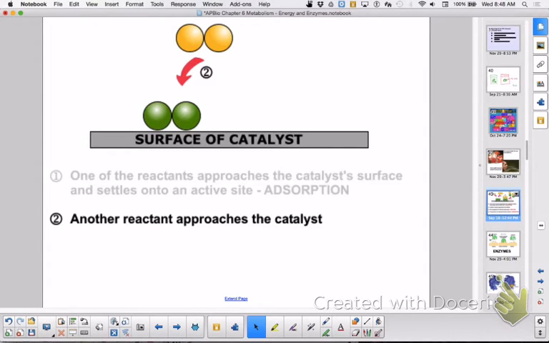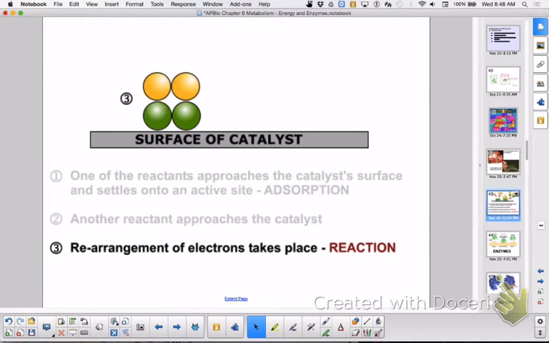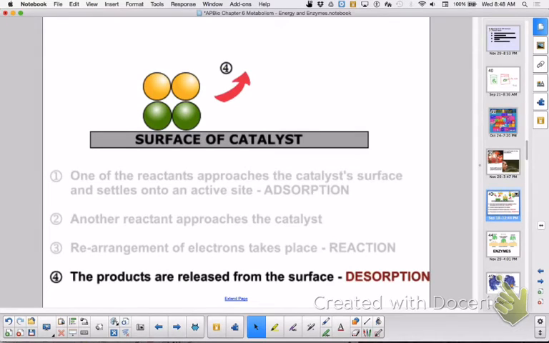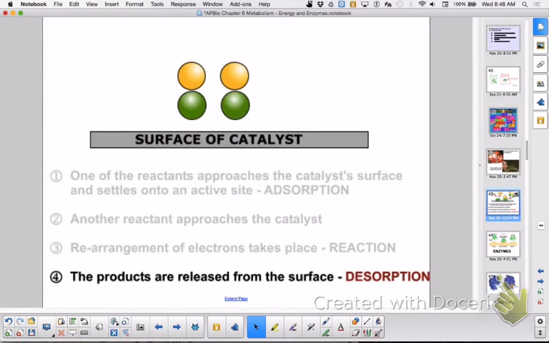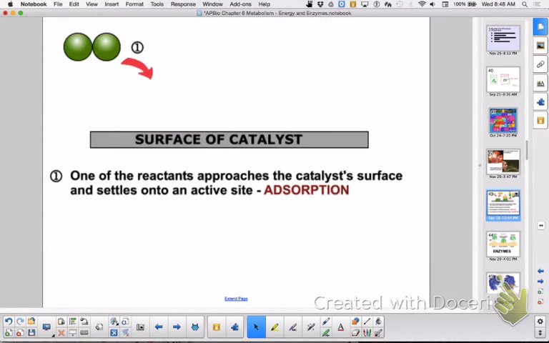Number two. Another reactant approaches the catalyst. Number three, rearrangement of electrons takes place, that's the reaction, and the products are released from the surface.